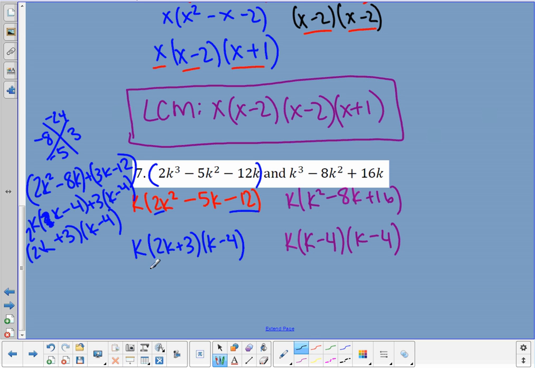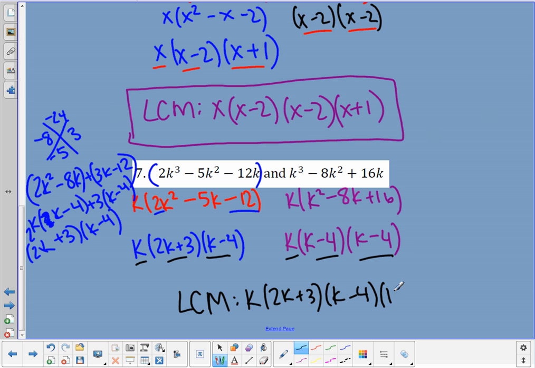All right, 3 factors here, 3 factors there. Here's the LCM. I know I need one factor of k because I have one factor of k in each list. I know I need a factor of 2k plus 3 because I've got one over here. Even though I don't have one on the right, I still have one on the left. So 2k plus 3. Then the k minus 4, I have 1 on the left, but I have 2 on the right. So I need k minus 4 and k minus 4. That's my LCM.